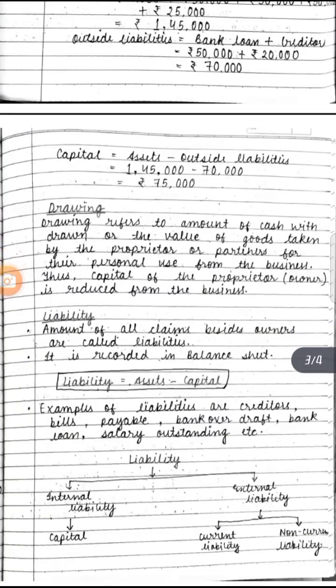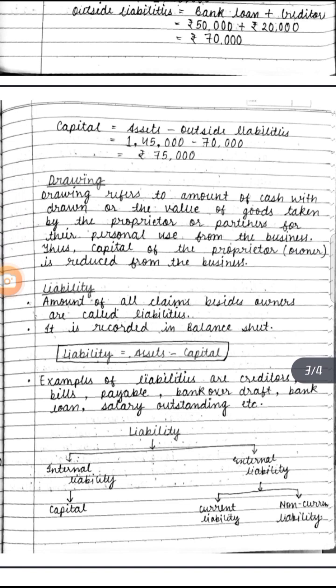The next term is drawing. Drawing refers to the amount which is withdrawn by the owner from the business in the form of cash or value of goods for personal use. Drawing reduces the value of capital.